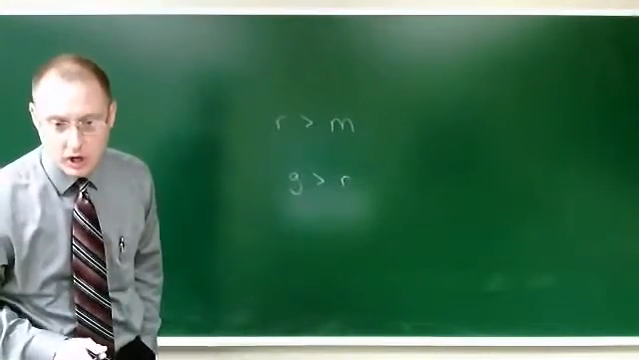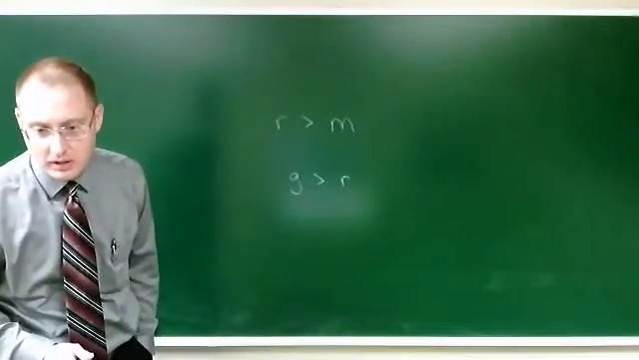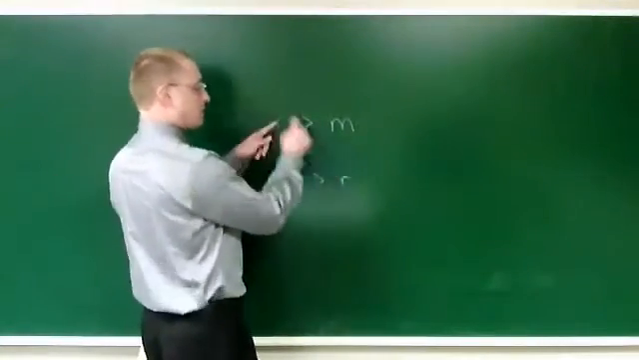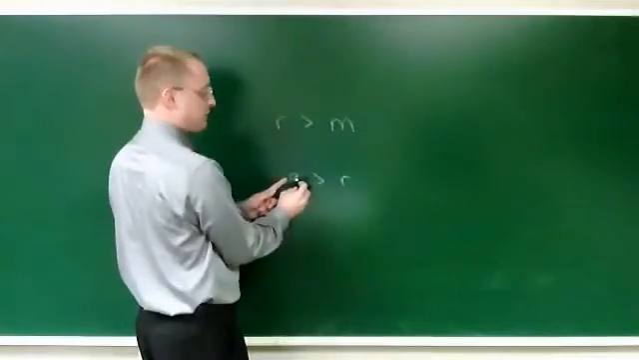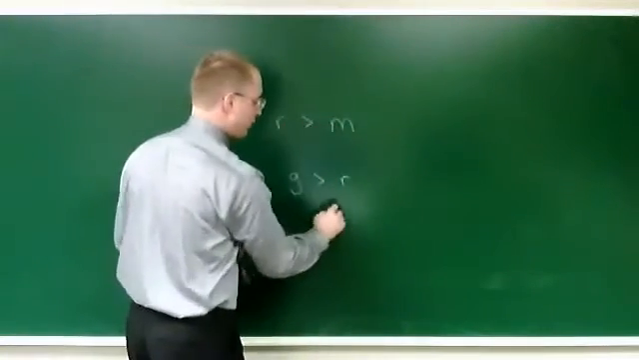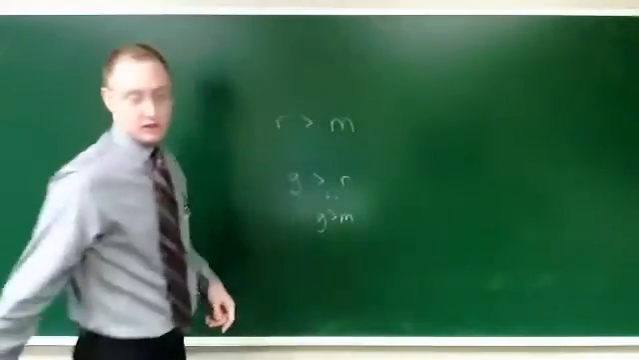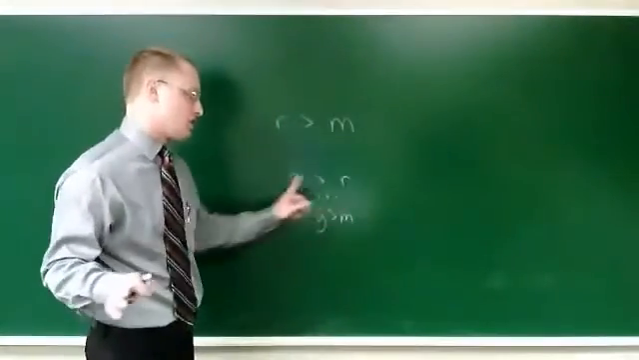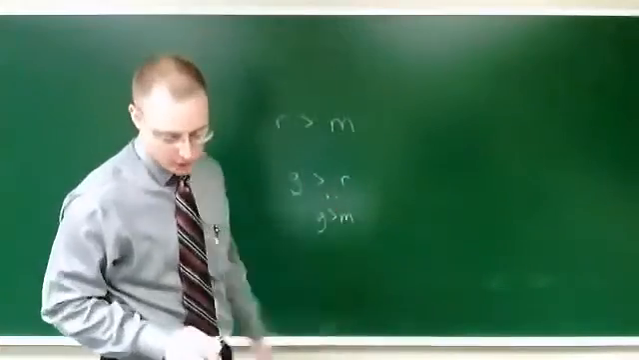No. G is bigger than M. There we go. You corrected it. G is bigger than M. G is bigger than R, which is bigger than M. So G is bigger than M because if the first is greater than the second is greater than the third, then the first is greater than the third. R can't be bigger than G. R is less than G. G is greater than R. R cannot be greater than G.